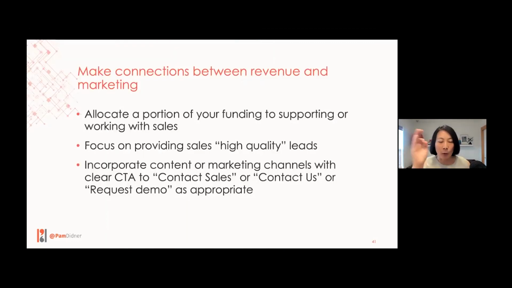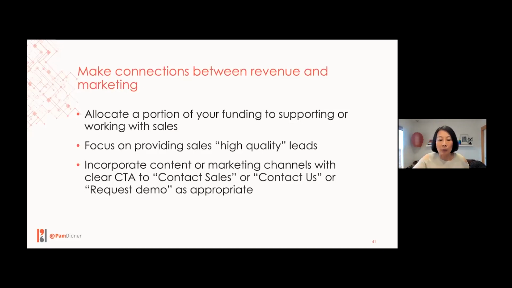The key takeaway here is you need to make sure you make connections between revenue and marketing. Always allocate a portion of your funding to support sales. Always. Having something supporting sales is very critical, not just 100% on marketing, right? And focus on providing high quality leads. I will address this in the next slide, Dominica.